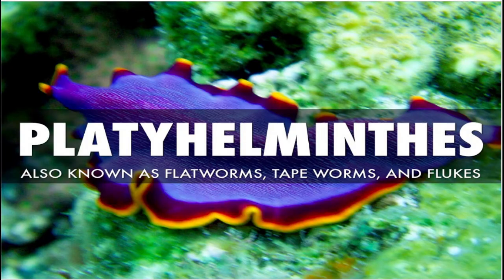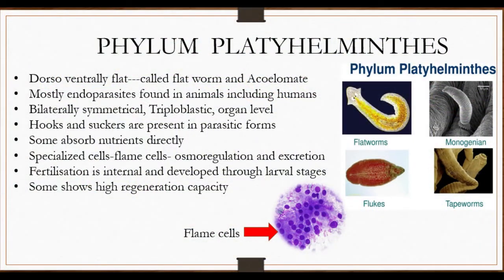So the next one is Platyhelminthes. They are also known as flatworms, tapeworms, and flukes. They are dorsoventrally flattened, so they are called flatworms. They are acoelomate. Mostly they are endoparasites found in animals. And they are bilaterally symmetrical, triploblastic, with an organ level system.